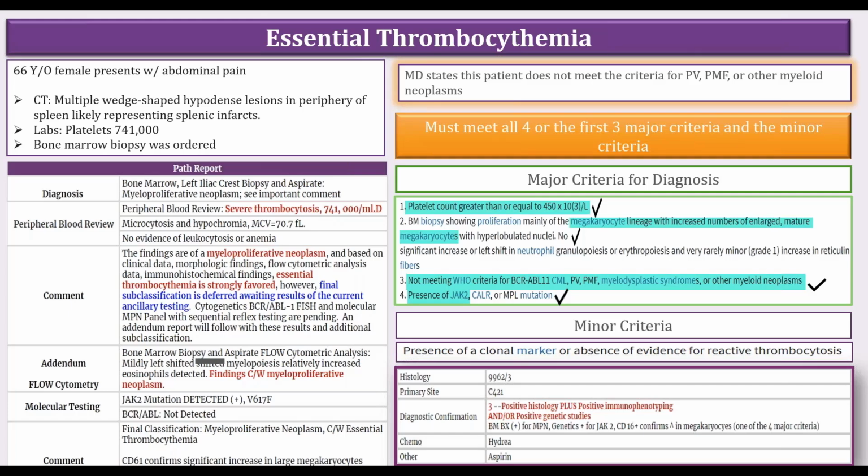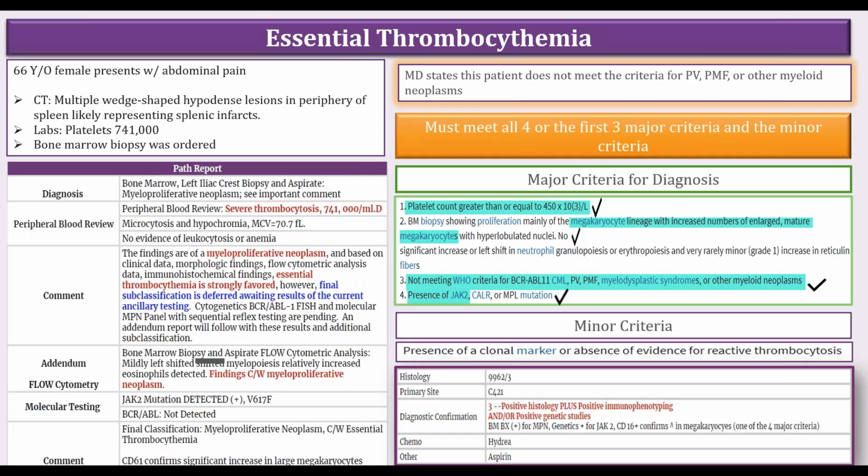JAK2 V617F was positive. The final path diagnosis was MPN consistent with ET. The physician states that the patient does not meet criteria for other MPNs. Looking at the major criteria for diagnosis, the patient met all four. So the platelet count was greater than 450,000.